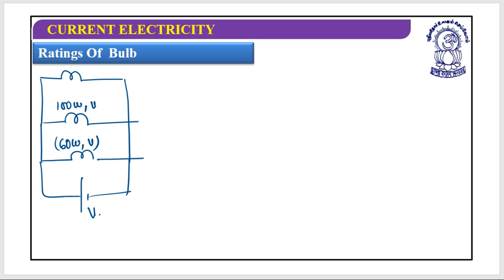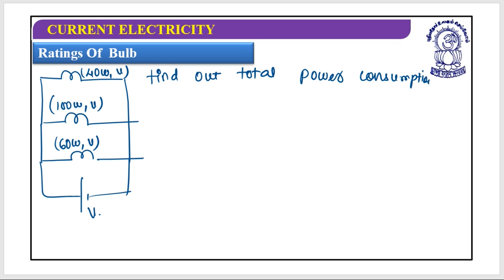This is of 100 watt, V would be the rating. And this is of 40 watt, V would be the rating. So again the same question: find out the total power consumption of the shown circuit diagram.